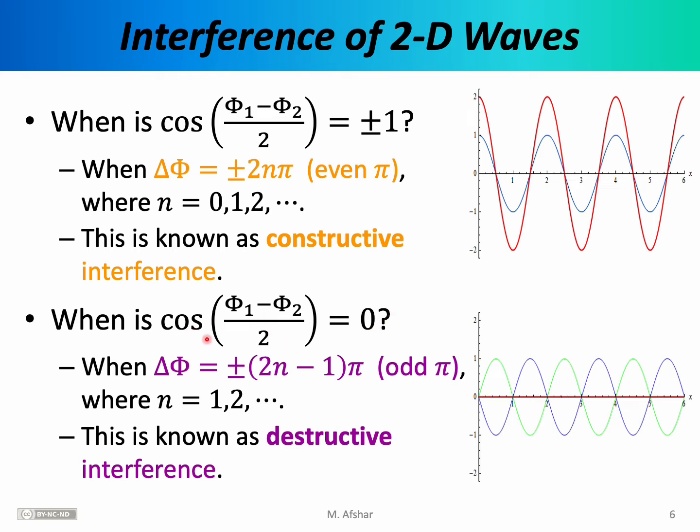We can also talk about the case where the cosine is equal to 0. That happens when the numerator, delta phi, is equal to an odd number times pi. If delta phi, for example, is equal to 9 pi, then when you divide that by 2, what we get is 4 1/2 pi, and cosine of that will be equal to 0. When the cosine term is equal to 0, the amplitude is equal to 0, and therefore the entire wave is equal to 0. We refer to that as destructive interference because the 2 waves are basically canceling each other out. They're essentially destroying each other.